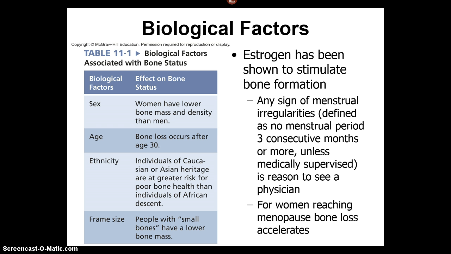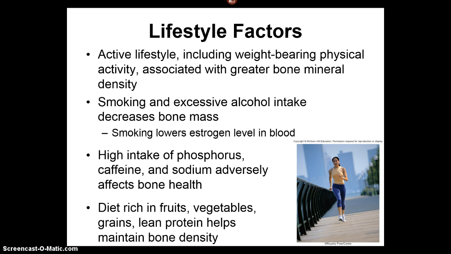It's interesting that ethnicity plays a role in that. So Caucasian and Asian heritage have poorer bone health than African American descent. And really what this is speaking to has a lot to do with body size. So the larger that you are, the healthier your bones are going to be. So again, frame size has to do with that too. So what about lifestyle factors? Exercise is super important for having healthy bones. Again, it's that pressure that you're putting on bones that keeps them healthy.